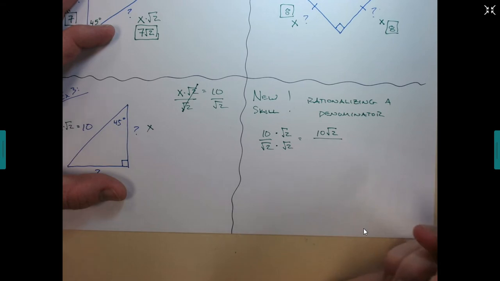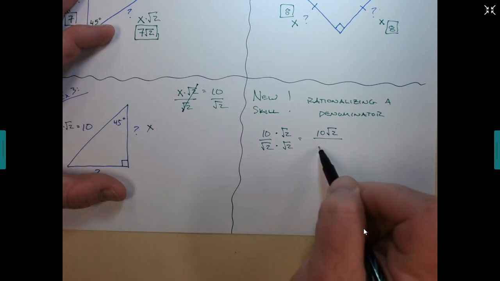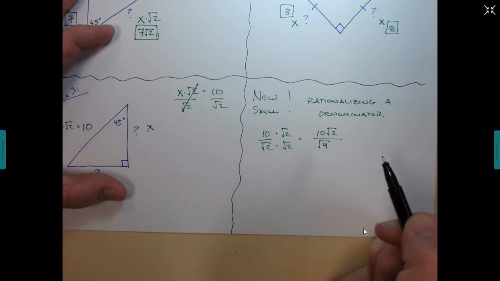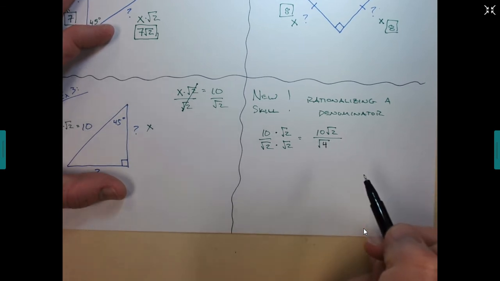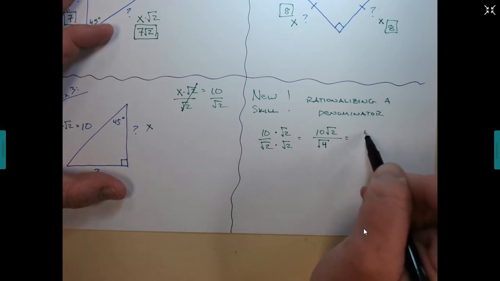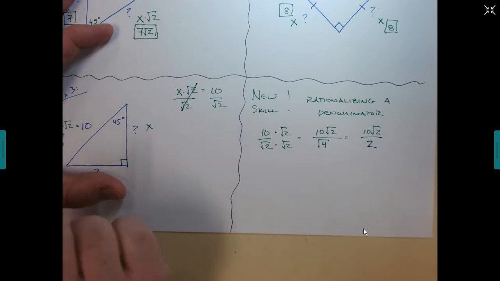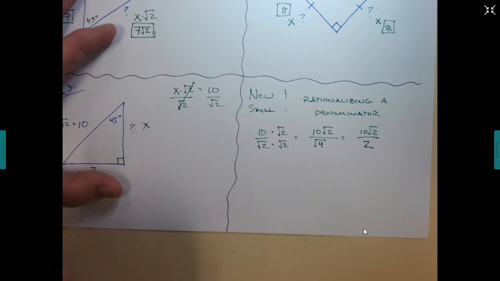That's just 10 times the square root of 2. Now the square root of 2 times the square root of 2, I can do that. That's the square root of 2 times 2, which is 4. Well, hopefully most of us know what the square root of 4 is. I can't do anything to the top, but the square root of 4 is 2. Look at that. I got rid of the radical in the denominator of the fraction.